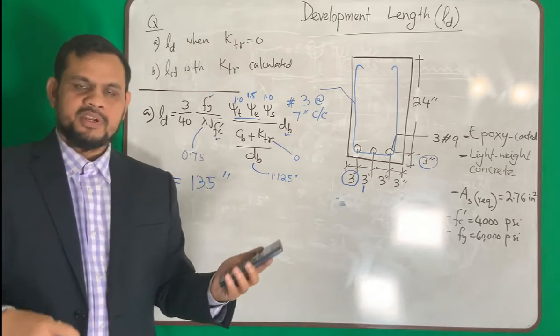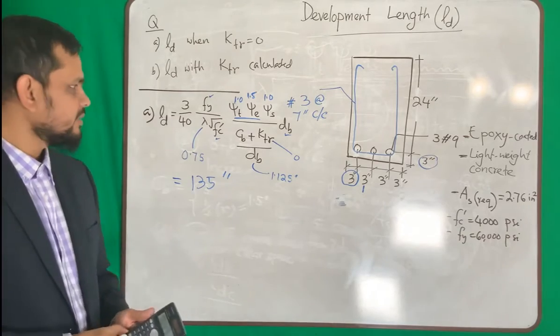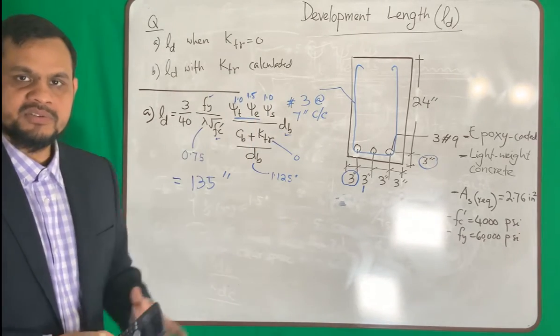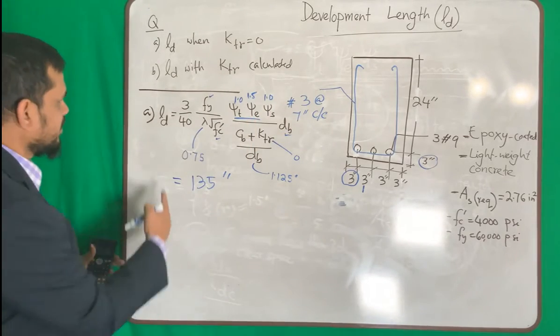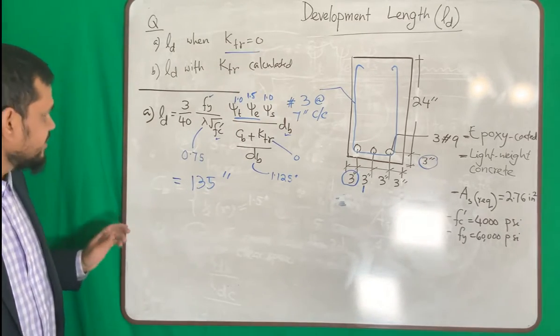Now I did it very quickly and I did not say double time. So maybe my calculation has a mistake, but at least you know the values. Calculation should not be a problem. Okay, so with KTR 0, I got 135 inch.